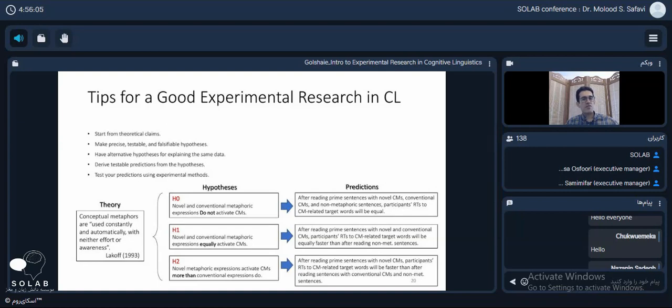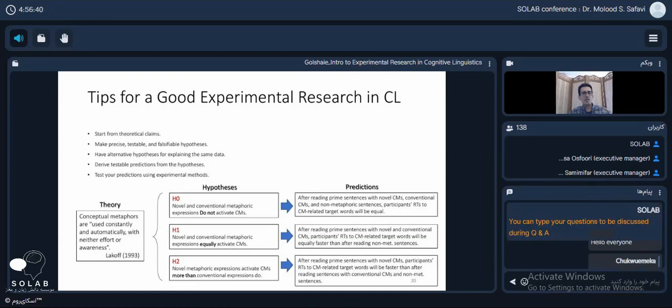The prediction for the null hypothesis is that after reading prime sentences with novel CMs, conventional CMs, and non-metaphoric sentences, participants' reaction time to CM-related target words will be equal. So, this is your prediction for the null hypothesis. And for the first hypothesis, you may predict that after reading prime sentences with novel and conventional CMs, participants' RTs to CM-related target words will be equally faster than after reading non-metaphoric sentences.